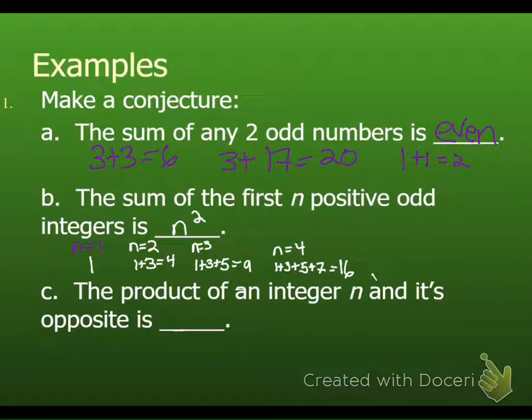Okay, for number C, or letter C, the product of an integer and its opposite. So this requires you to flash back to Algebra 1 when you learned about opposites. So can anybody tell me what an opposite is? Does anybody remember? It's okay if you don't. Ryan? Yes, I think you're saying what I want to hear. So what I think he's saying, Deborah, you want to add to it?